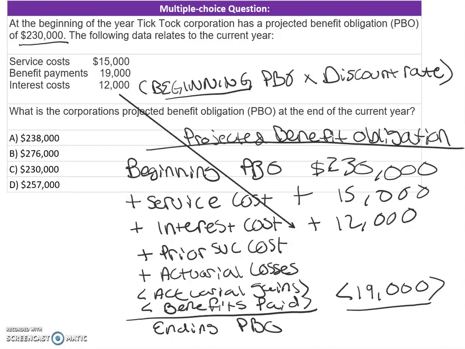Basically anything that is increasing our future amount that we're going to have to pay is going to increase this liability. When we pay it off, the amount that we're paying to our beneficiaries, or our benefits paid, the actuarial gains, anything that's going to reduce the amount we owe in the future, that's going to be reducing the future obligation. So just keep that in mind as you're going through these in the future. 230 plus 15 plus 12 less 19. Final answer is going to be $238,000. Therefore, A is correct.